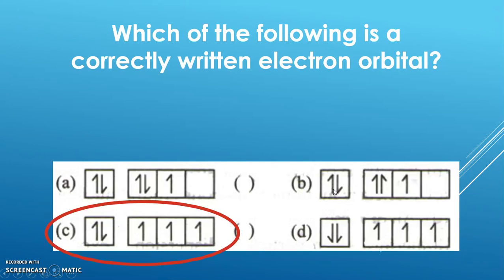Letter B shows the first one good, and then the second one violates Hund's rule because this should be in its own bus seat, and it violates the Pauli exclusion principle, which says that this should never have two up arrows. We should always have one up and one down in the same box.